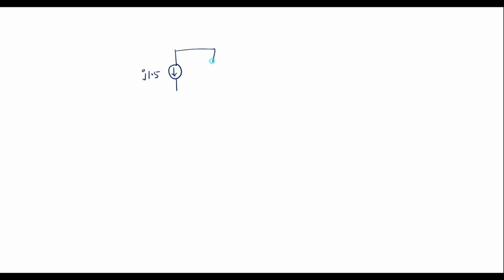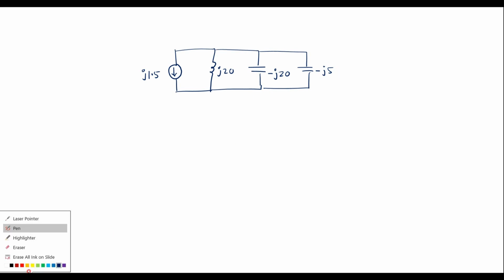So here we have J20, this is J20, and here we have minus J20 and here we have minus J5. It is minus J5. So now here we can observe that this J20 and minus J5 are in parallel. I can replace these two with equivalent value, that is J20 in parallel with minus J5.